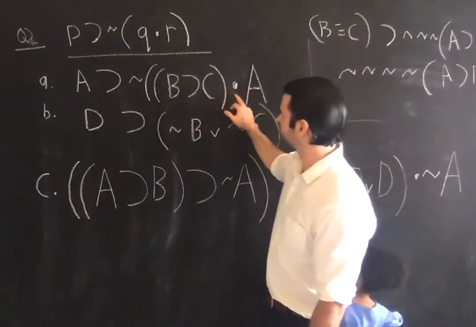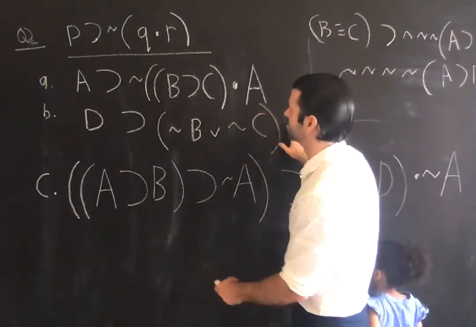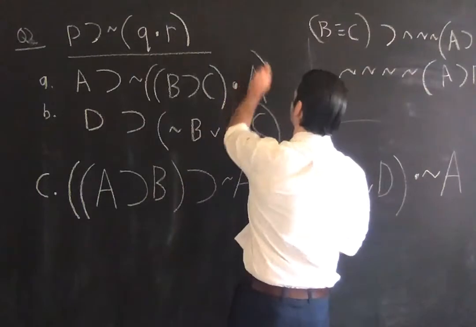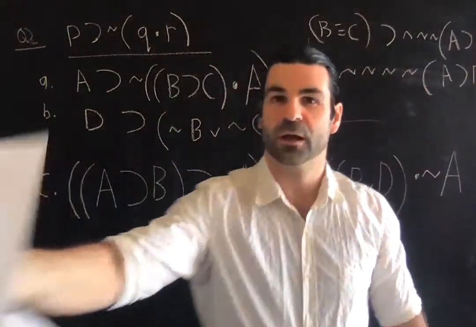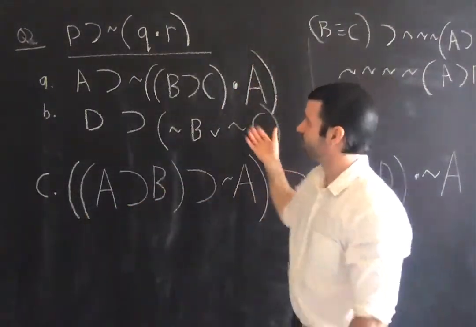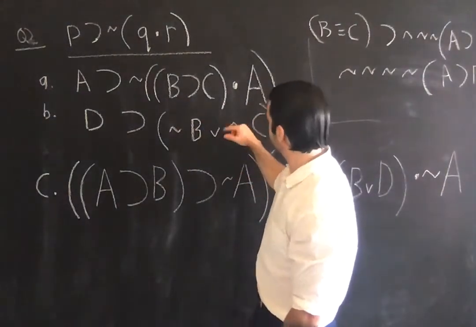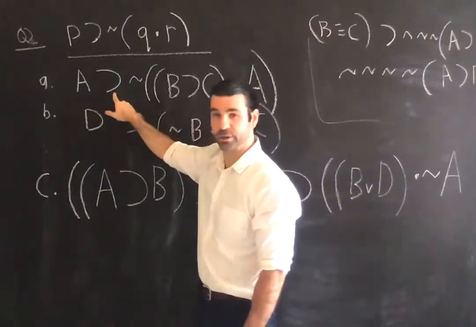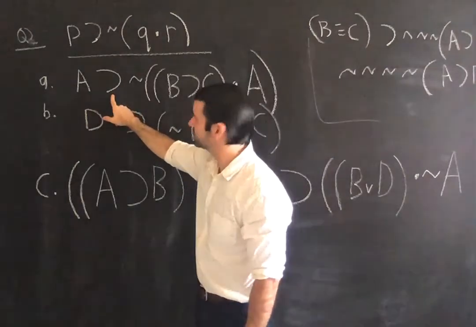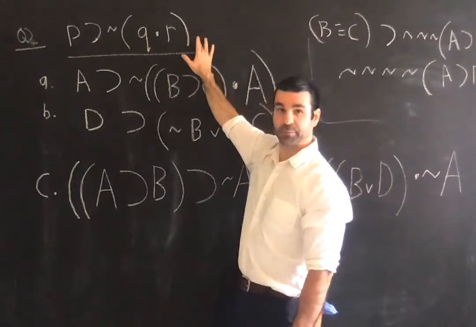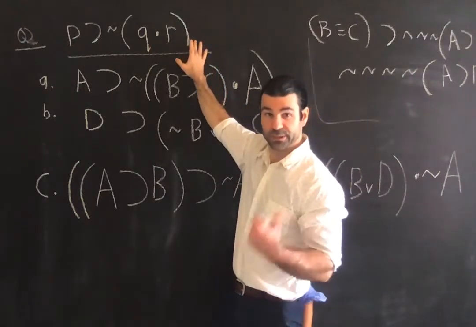A, oh, did I miss a bracket? Sorry. Should be like so. Sorry about that. Okay, so first question, what's the major operator of this statement? Yep, it is indeed the hook. So this is a conditional. Check, right? Statement of this form, what is this? It is a conditional. That's the first thing you say.